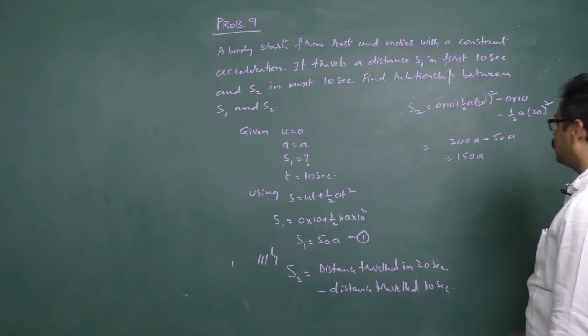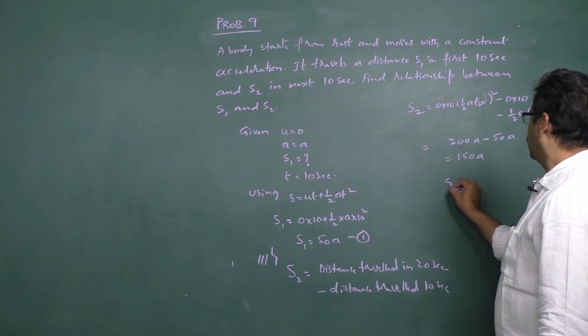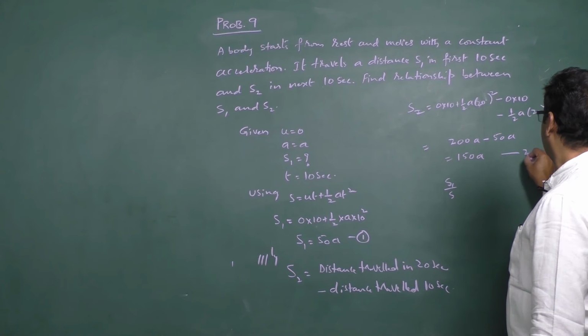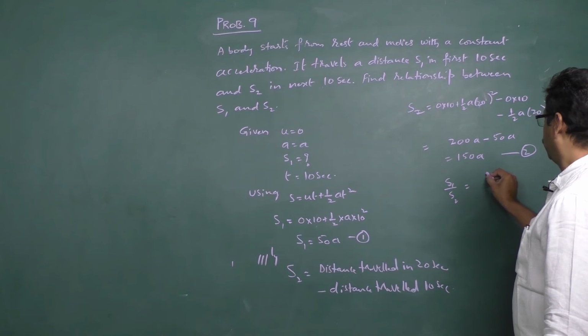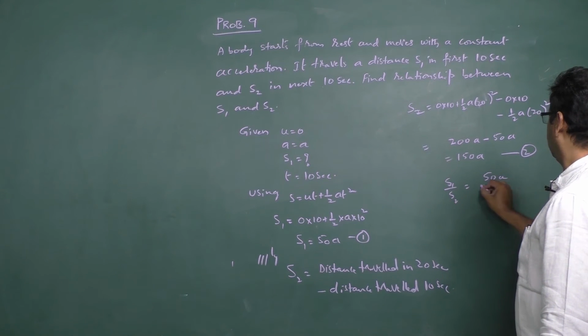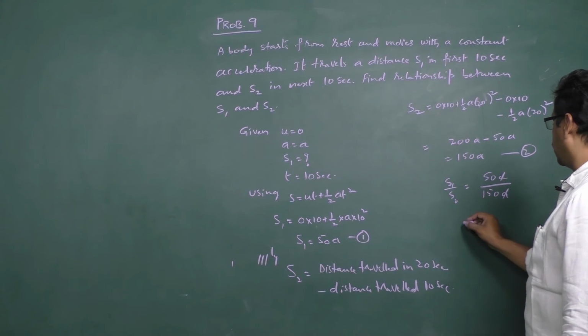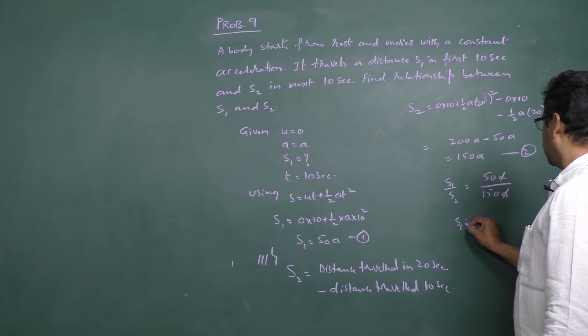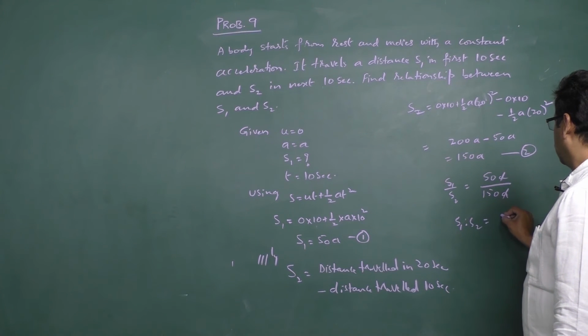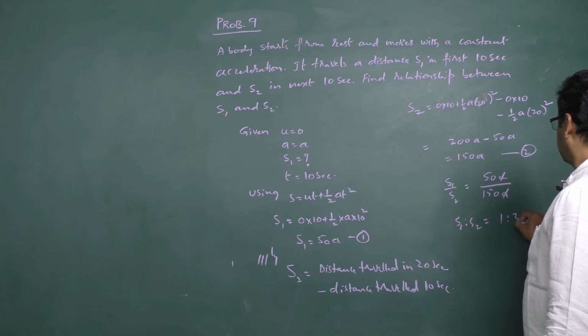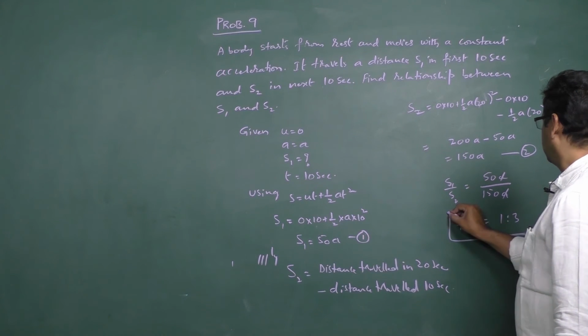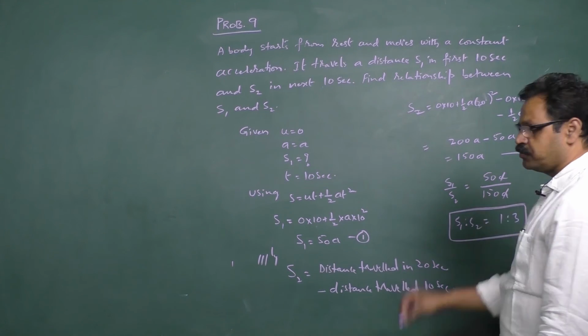And he is asking us the ratio. Therefore, S1 by S2 is equal to 50a divided by 150a. A will get cancelled. S1 to S2 comes out to be 1:3. So this is the relationship between S1 and S2.